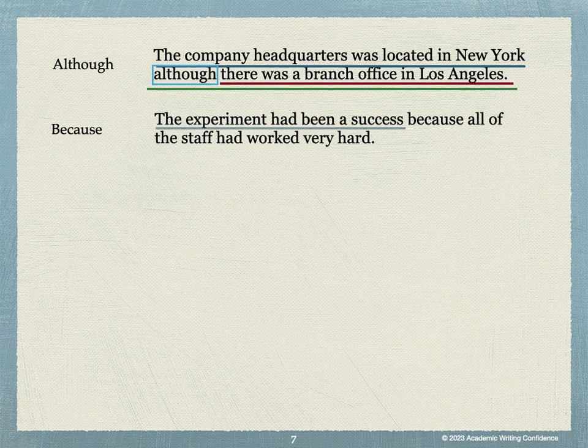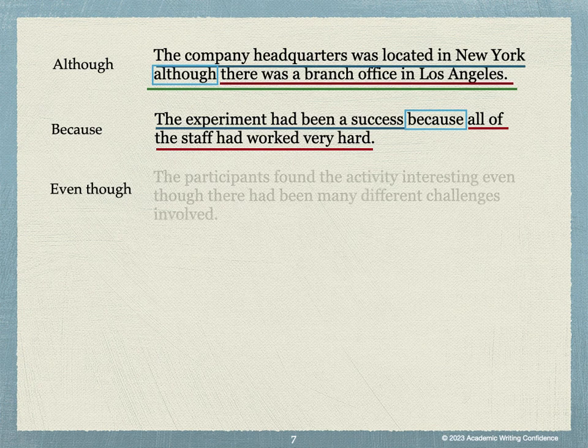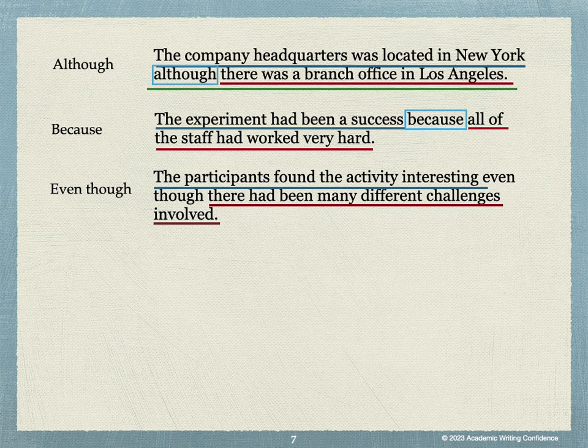The experiment had been a success because all of the staff had worked very hard. Again, we have two complete sentences. The experiment had been a success, and all of the staff had worked very hard. They are connected by the word because, making the last part of the sentence a dependent clause. The participants found the activity interesting, even though there had been many different challenges involved. Again, you can see the two complete sentences connected with the subordinating conjunction, even though.